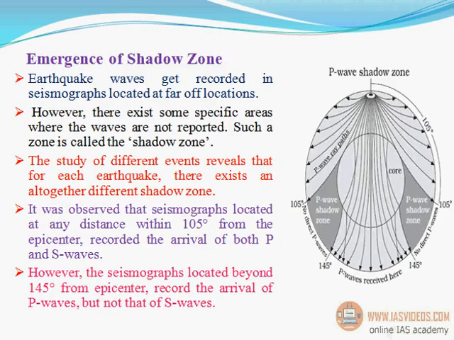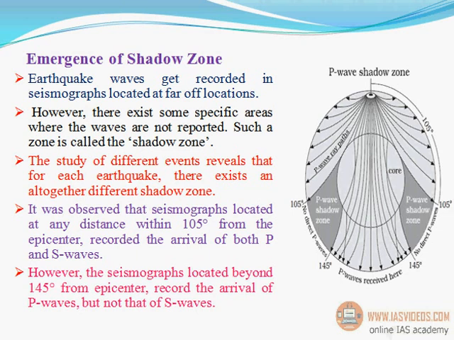Emergence of shadow zone. Earthquake waves get recorded in seismographs located at far-off locations. However, there exist some specific areas where the waves are not reported. Such a zone is called the shadow zone. The study of different events reveals that for each earthquake, there exists an altogether different shadow zone.